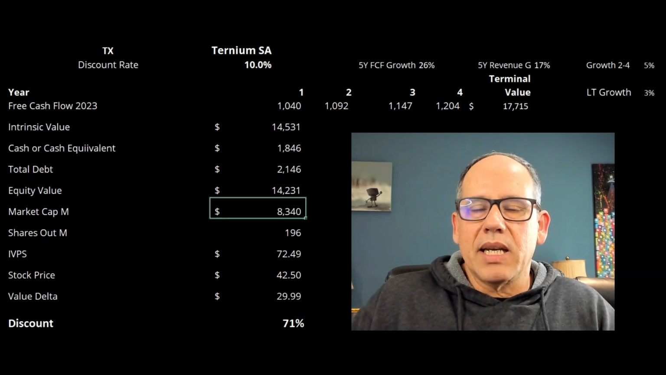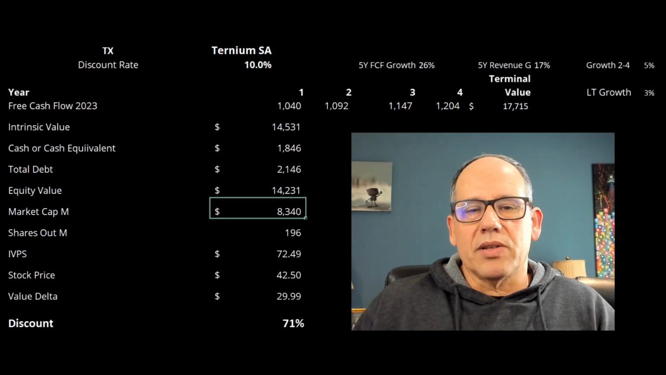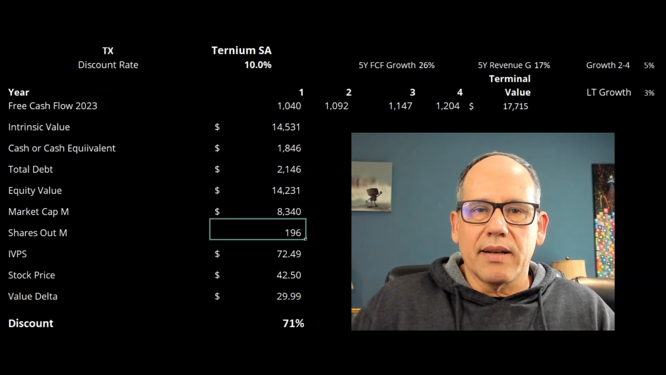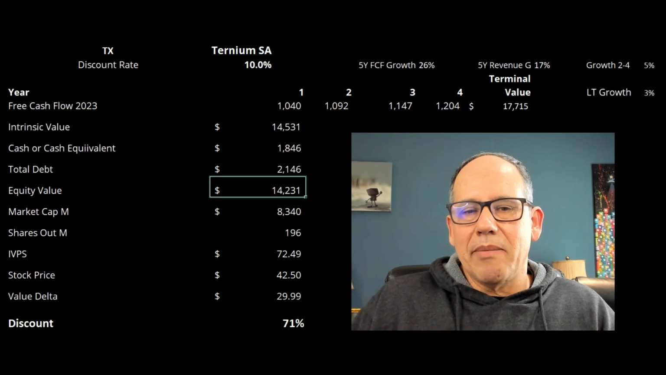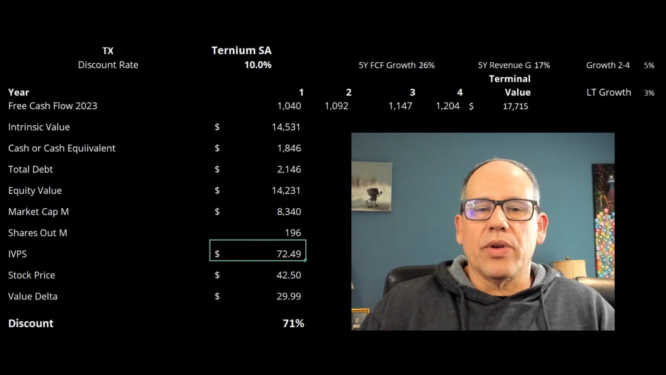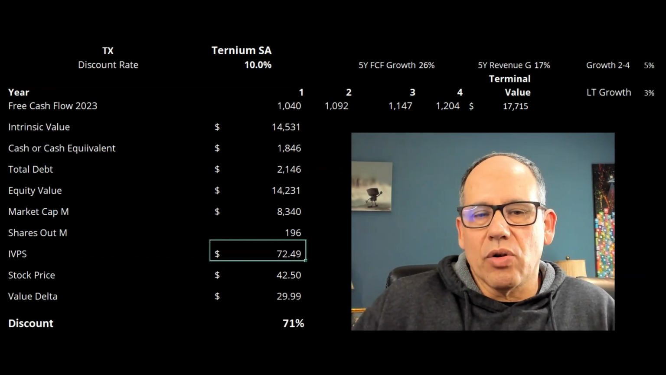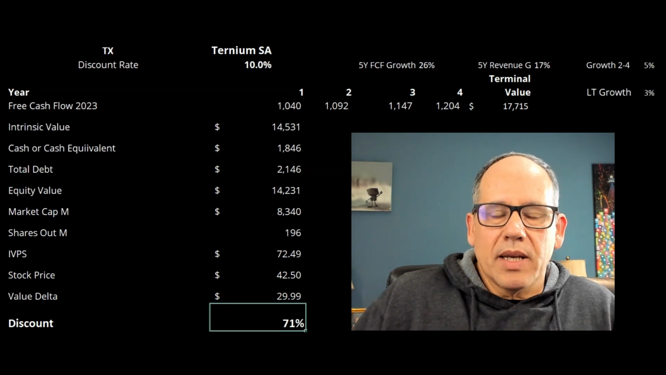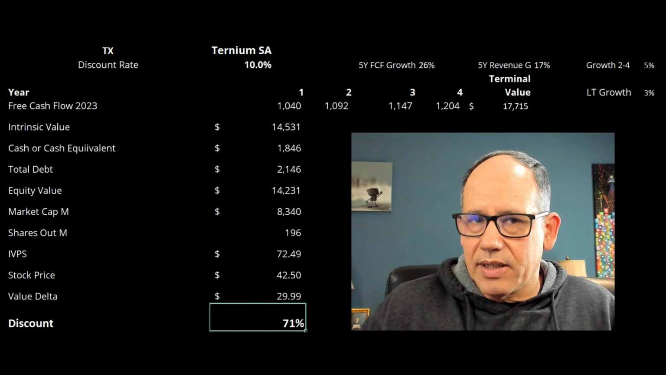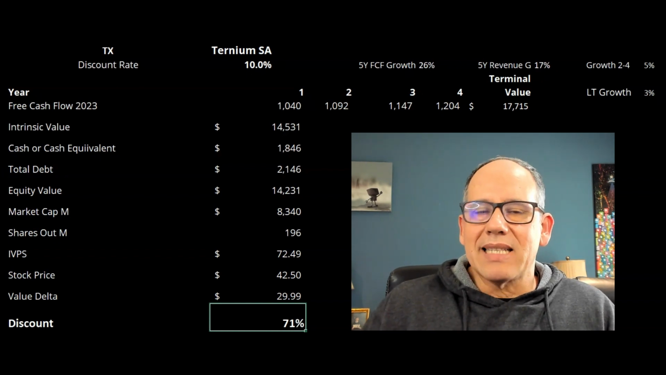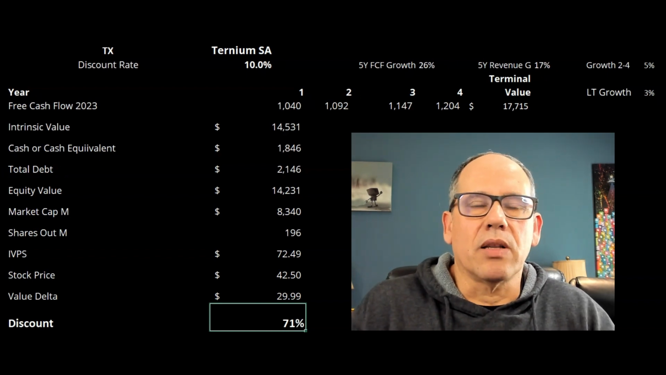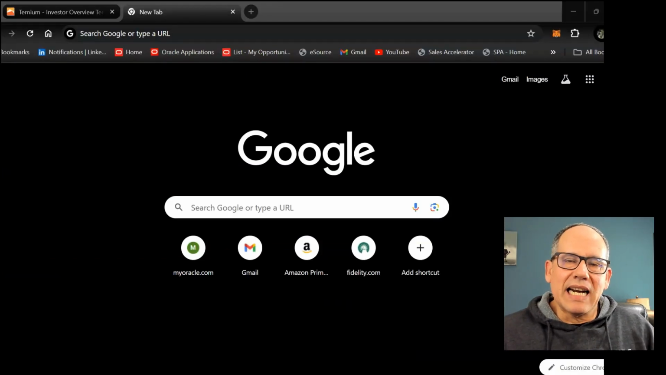The market cap of the company is currently at $8.3 billion. There are 196 million shares outstanding for the company. So based on the number of shares outstanding, the amount that I calculated to be the value of this company, I think each share is worth $72.49, but they're being sold on the market for $42.50. So using free cash flows, I believe that this company is discounted by 71%. And that's how I value a company using free cash flows and then compare it to the current stock price on the marketplace. So where do I get the information that I need for this model?